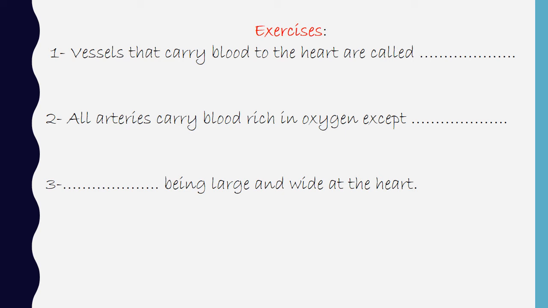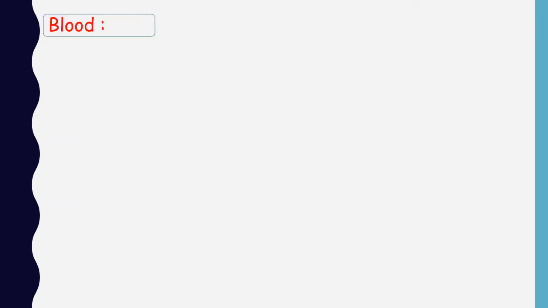Let's do this exercise. Firstly, number 1, vessels that carry blood to the heart are called what? She said everything that carries blood to the heart is called veins. All arteries carry blood rich in oxygen except the pulmonary artery, which carries blood rich in carbon dioxide. Which vessels begin large and wide at the heart? Arteries, yes.